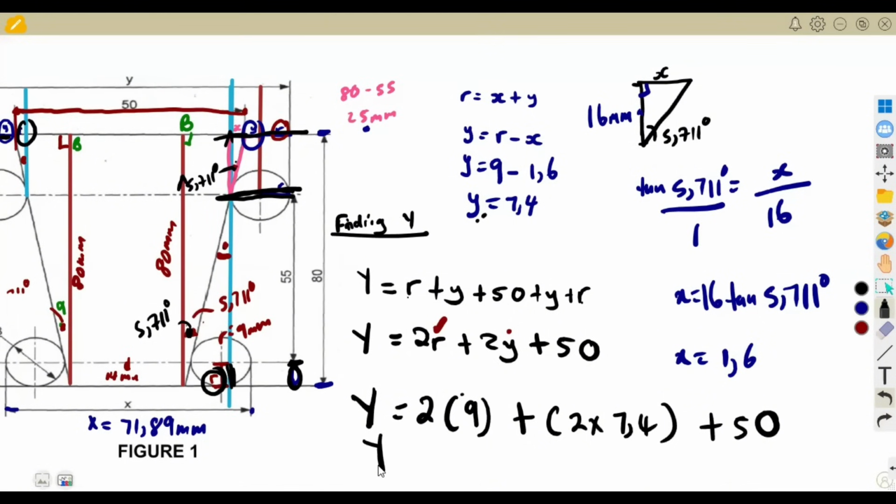All right, so if you multiply this, that is going to be something like 7.4 there, which is 82, something like that. So it's going to be 82.8 millimeters. All right, so that is going to be 82.8 millimeters in that manner.